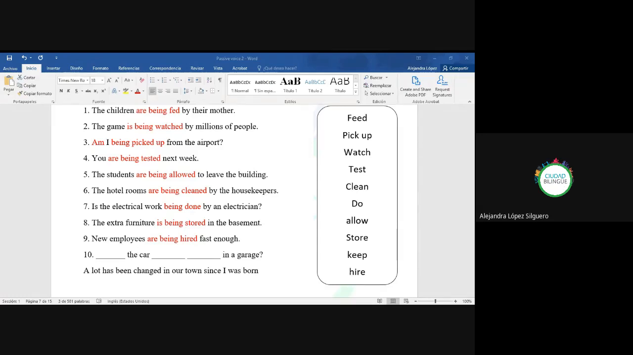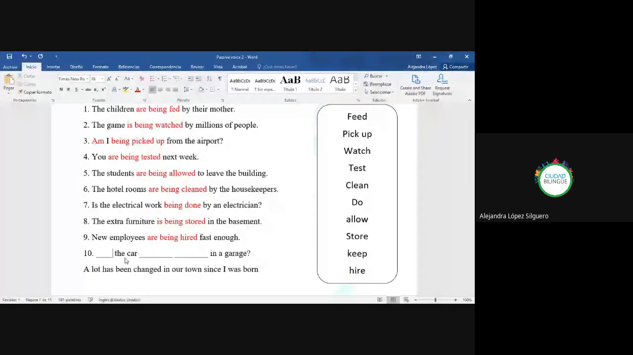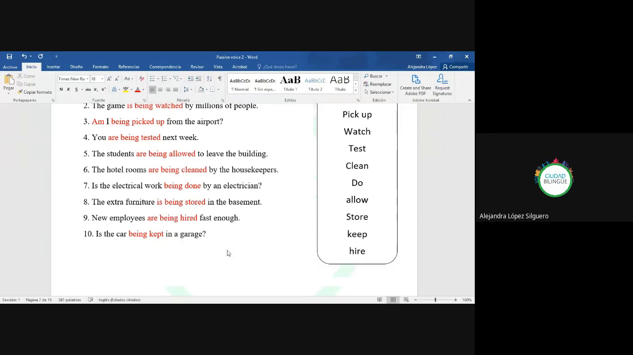Okay, the last one. Is the car being, and what's the verb? Okay, the verb is keep, right? But remember that this one is an irregular. So it will be, is the car being kept? Being kept in a garage, okay? Very good. So those are the answers. As you can see, this exercise consisted of present continuous, ¿cierto? Acá ya todas las oraciones están en presente continuo, que fue un tiempo pues que ya vimos.